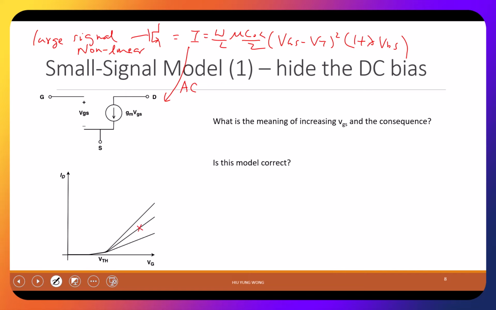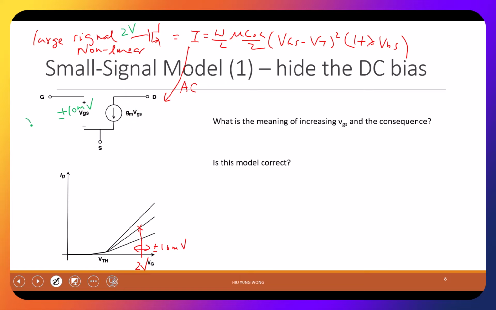For example, I'm doing this. This is 2 volt, and then I vary this by plus minus 10 millivolt. This one is 2 volt when you're doing the whole thing, and this is plus minus 10 millivolt. Now you don't have this 2 volt in your equation. It's gone. Then what is the effect of the 2 volt? It is embedded in the parameter GM, because GM depends on your bias. Okay?